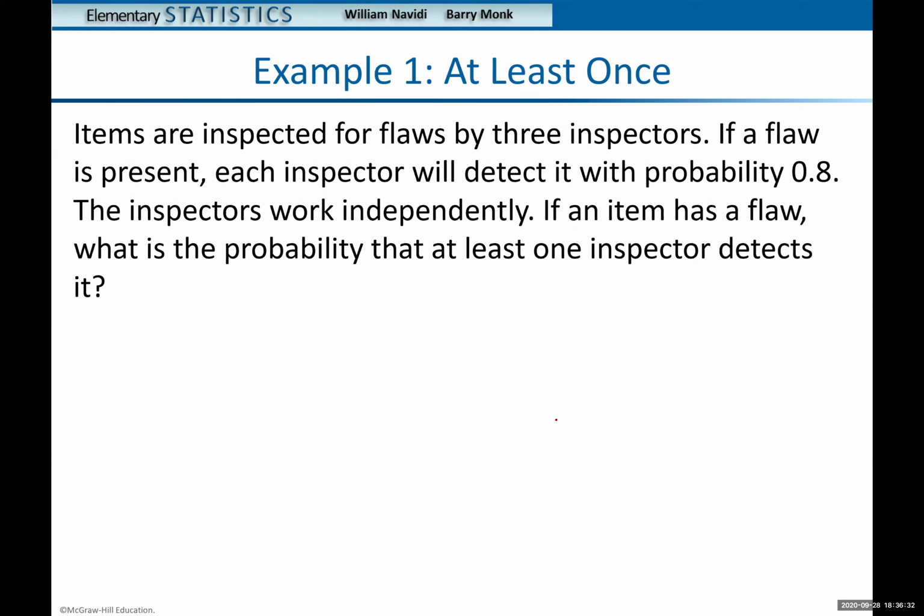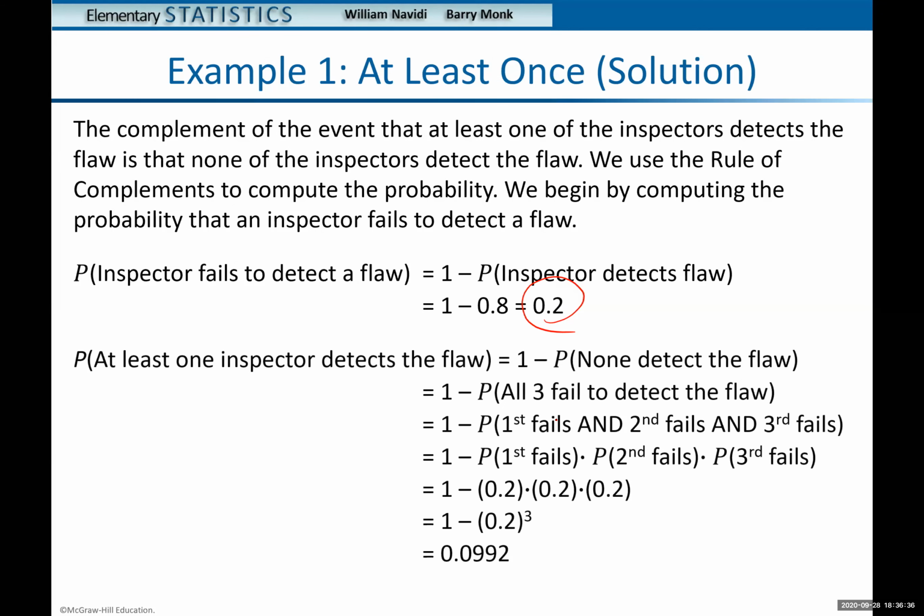At least one, and there are 3 inspectors. So that's why you multiply the complement 3 times: 0.2 times 0.2 times 0.2, or simply 1 minus 0.2 raised to 3, and you will get the answer 0.0992. Did you get that?